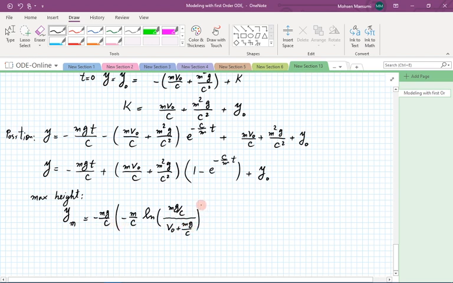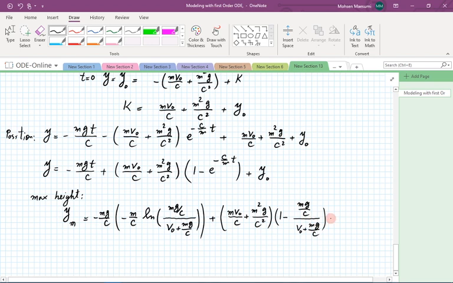These two are multiplying each other, and then I have this expression times 1 minus this expression up there. We had it as mg over c over v0 plus mg over c.